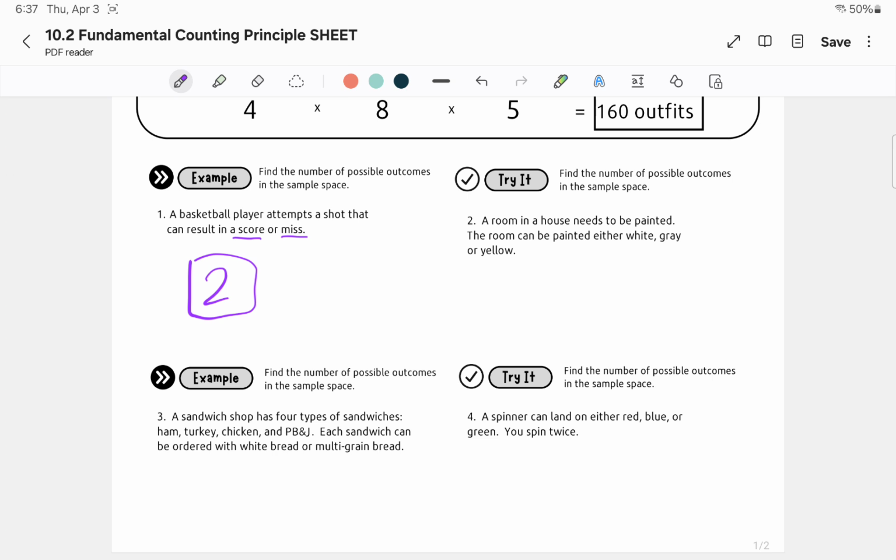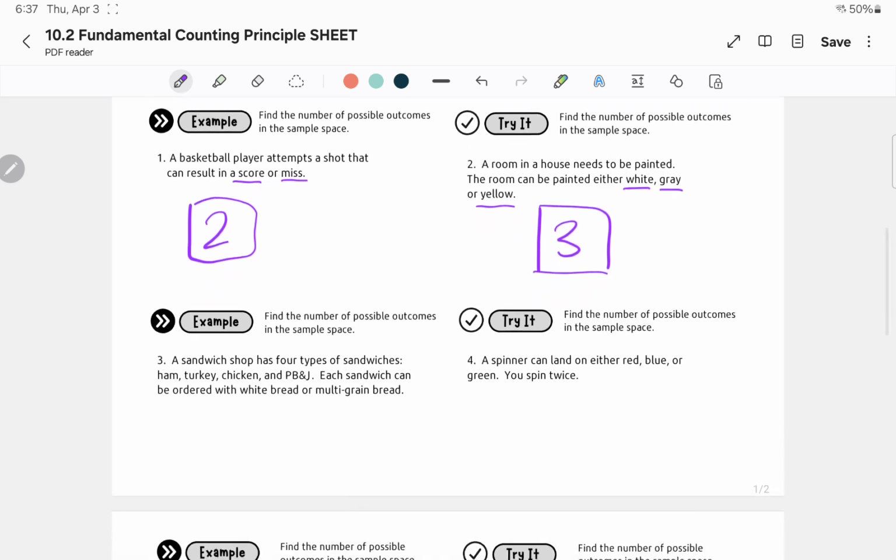And again, we have just one event here. It says a room in a house needs to be painted. So just one room is being painted. That's the event. So what are the possibilities? It could be either white, gray, or yellow. That is the 3 possibilities. So our answer is 3 outcomes.